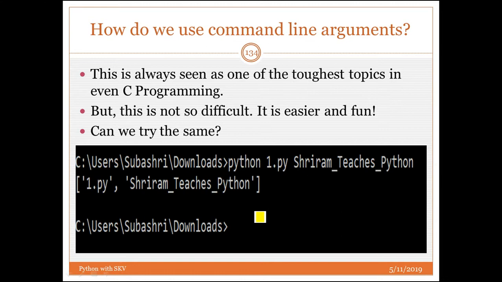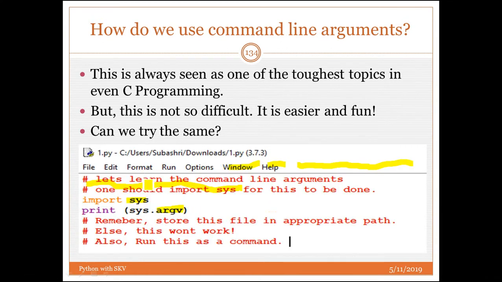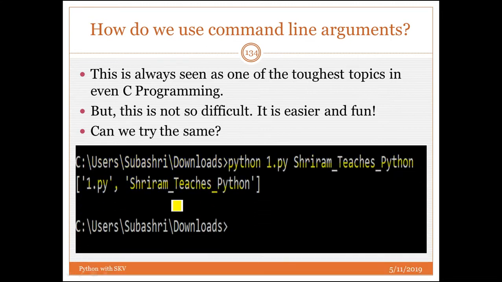Now I went to the same path in my machine. I ran it this way. Python is the command, 1.py is the name of the file, and this is the argument that I am passing: Shriram teaches Python, and the output is all here. 1.py Shriram teaches Python. So what did we learn? We learned only the usage of sys and how we use argv along with sys.argv to get the command line input from the user in real time.